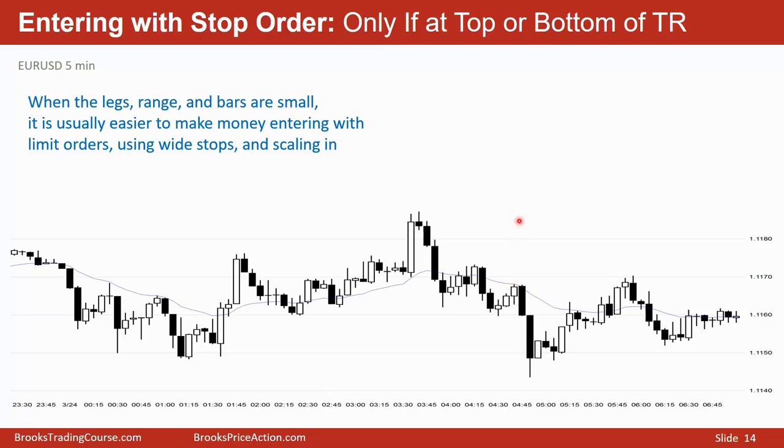The entire height of this range is about 40 pips or so, which is relatively small. A lot of times the market will be in a 30 or 40 pip range, and when that's the case, it's usually easier to make money entering with limit orders using wide stops and scaling in instead of entering with stop orders. And that's what a lot of scalpers will do.